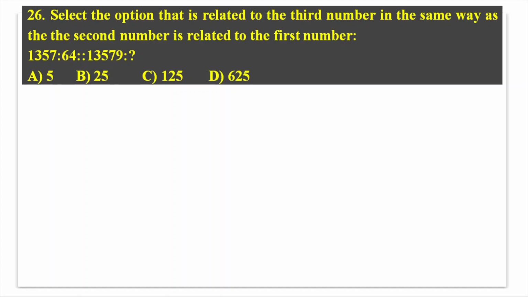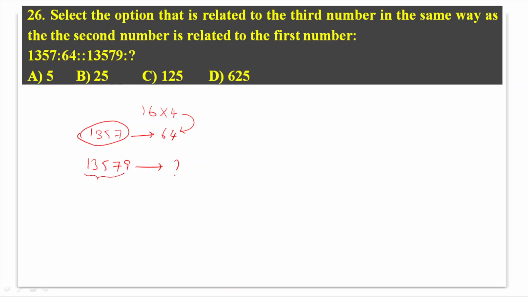Okay, here is the first question. Select the option that is related to the third number in the same way as the second number is related to the first number. They gave 1357 equated as 64. Then what is the code for 13579? What is the logic behind it? If we add all these numbers, 1 plus 3 plus 5 plus 7, it equals 16. And how many numbers are present here? 4 numbers. So we need to multiply this by 4. So we'll get the answer, 16 fours are 64.